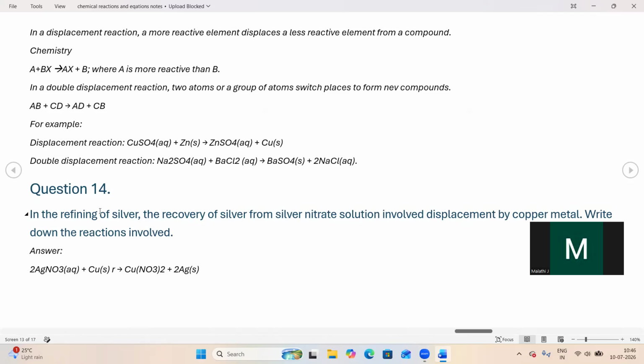Then, in the refining of silver, recovery of silver from silver nitrate solution is done by displacement with copper metal. Write down the reaction: silver nitrate AgNO3 plus Cu. Here copper displaces silver, and it becomes copper nitrate, and silver, Ag, is separated.